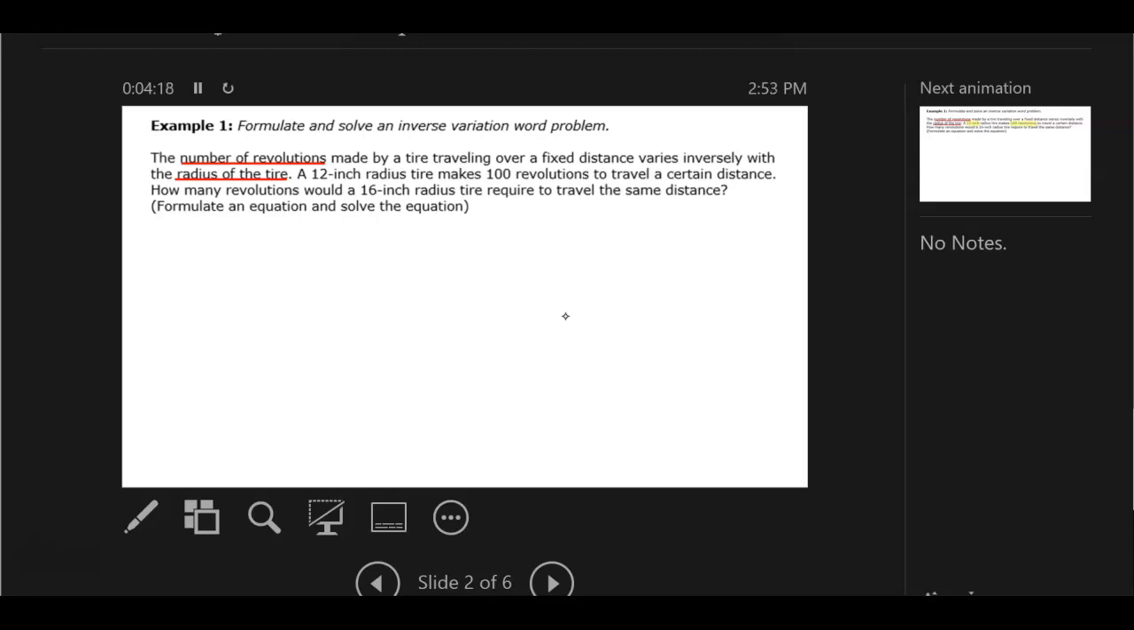So did y'all underline that? Okay, revolutions, radius of the tire. Now, what are the revolutions? What are the radius of the tire? 12. Okay, so you can kind of box that in or circle it. It's highlighted up here in yellow. To travel a certain distance. Okay, here we go. So what we're going to do is put those next to each other.